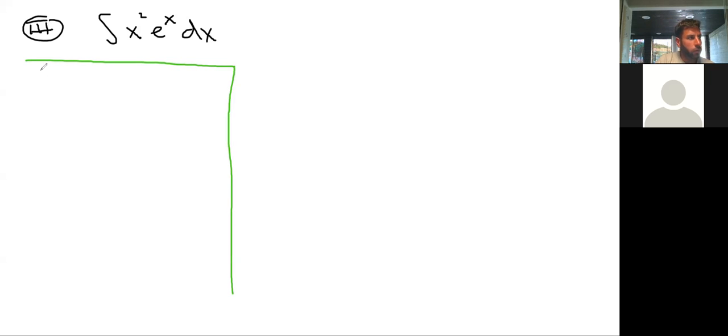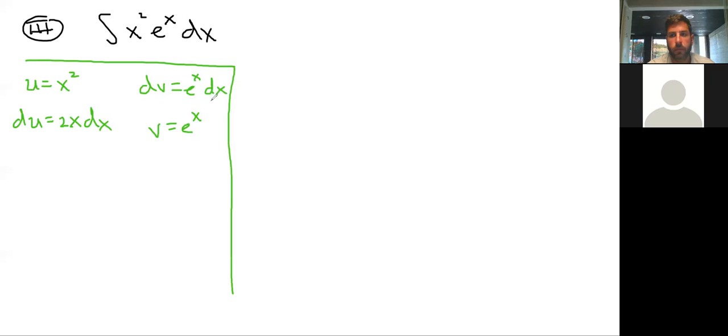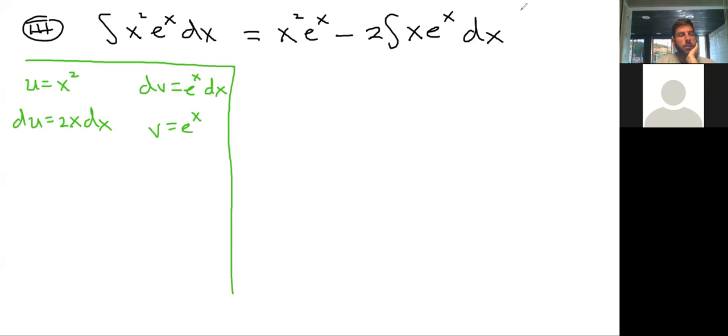So the first thing I'm going to do is let my u equal x squared, and now my du becomes 2x dx. And then if my dv is e to the x dx, my v is just e to the x. And when I apply the formula the first time, I get uv, so I get x squared e to the x, minus the integral of v du. So what that becomes is 2 times the integral x e to the x dx.